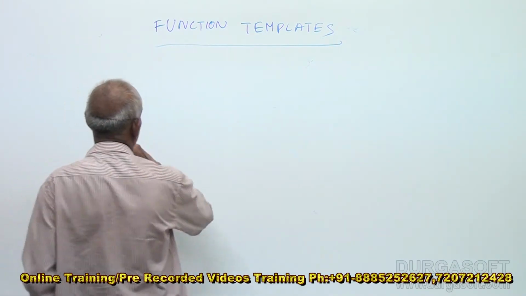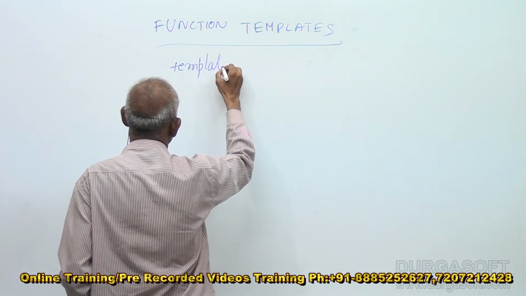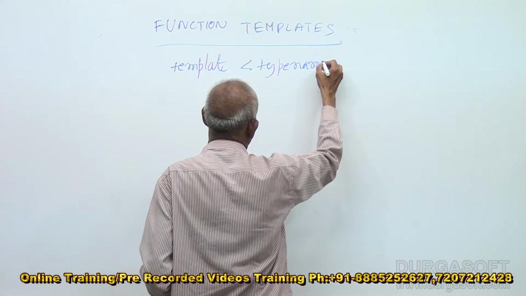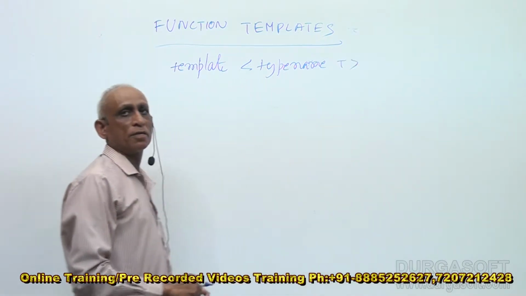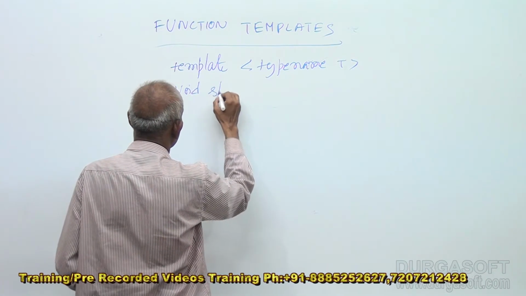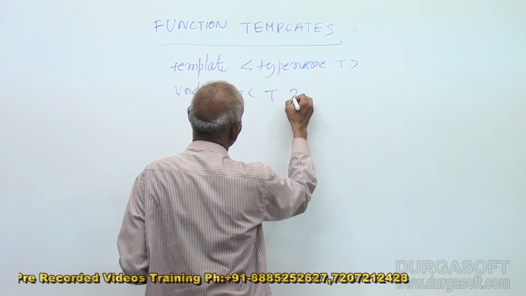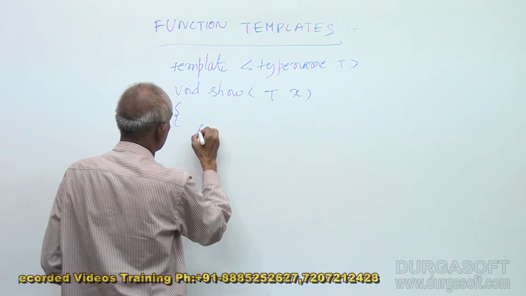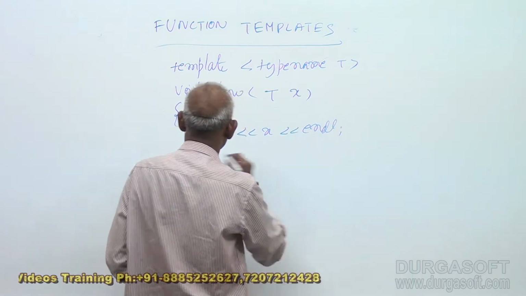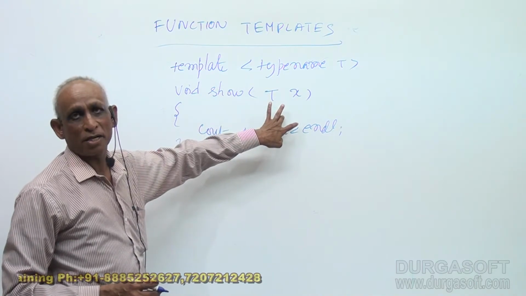To make it a template function, write similar to that class template. template <typename T>. Template type name T. Normal function void show, and here the type should be generic T. T x, cout << x << endl. That's all. Instead of int, put a generic data type here.